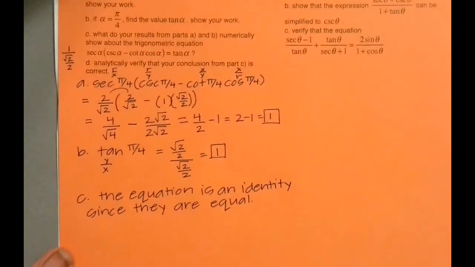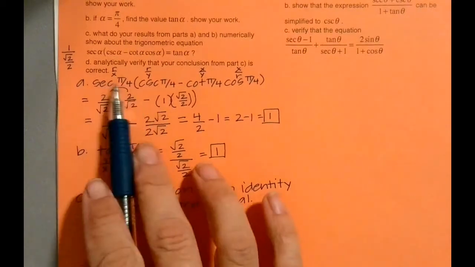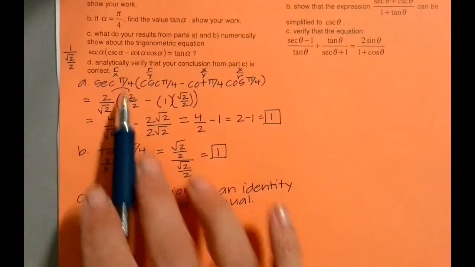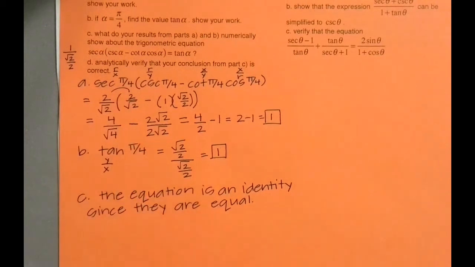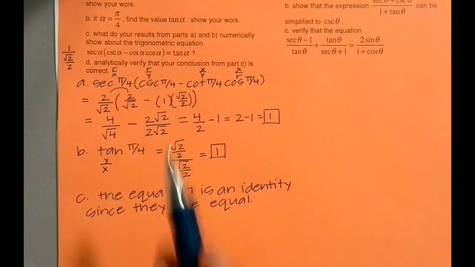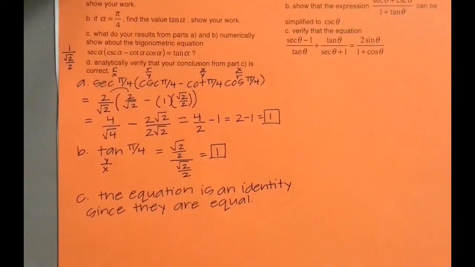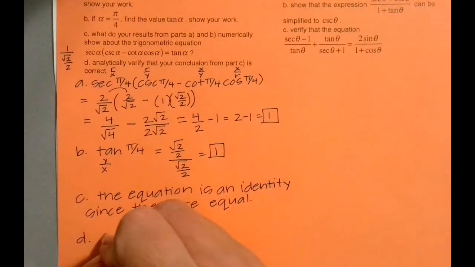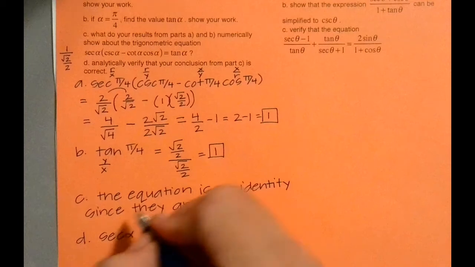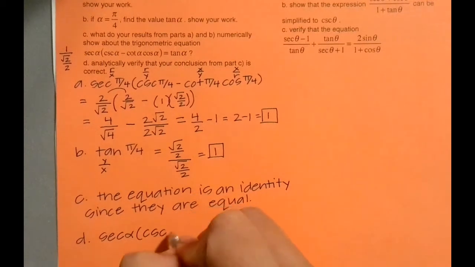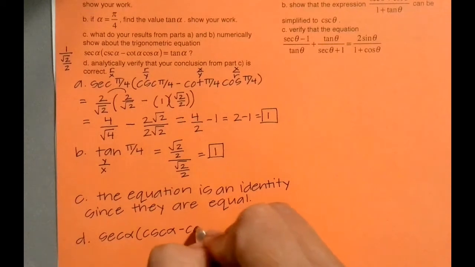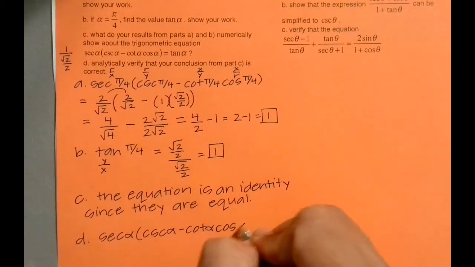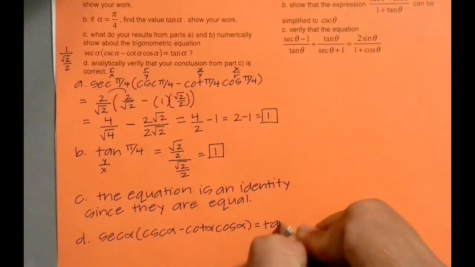Okay, and then part D says analytically verify your conclusion. So this is where it just gets a little bit different. So we plugged in numbers here, and they're angles, but we still plugged them in here. So when you plug them in, that's considered numerically verifying. When it says analytically, that just means to go ahead and verify the identity. So that means we're going to work one side independently of the other side. So secant of alpha times cosecant alpha minus cotangent alpha cosine alpha equals tangent alpha.